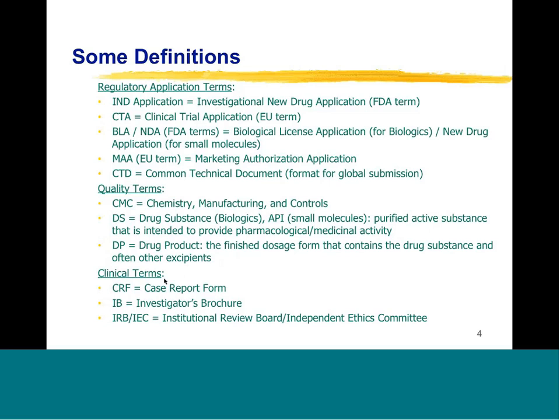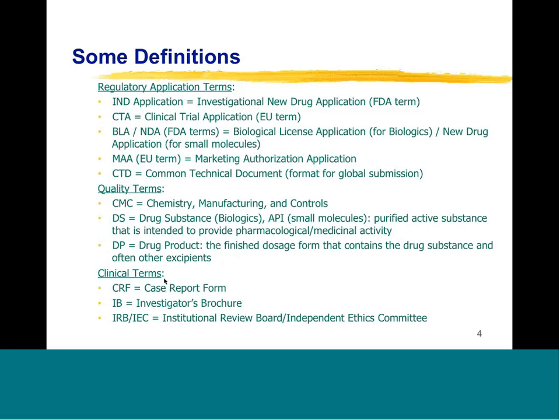And then there are terms in what's called the quality section, which stands for the chemistry, for example, CMC, which stands for Chemistry Manufacturing Control. DS stands for drug substance. In biologics, that refers to, usually in small molecules, they refer to it as API, the active pharmaceutical ingredient. And then drug product is your final fill finish in the vial, as opposed to the bulk. Let's say the drug substance would be a bulk.